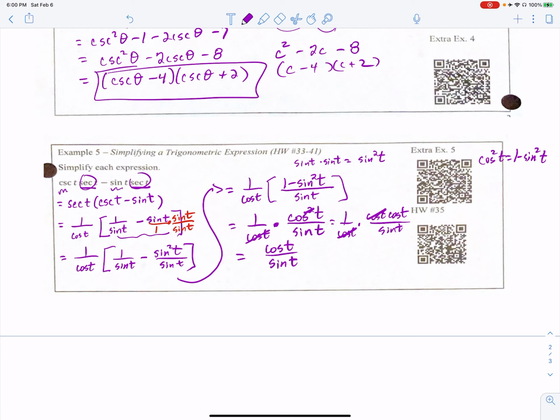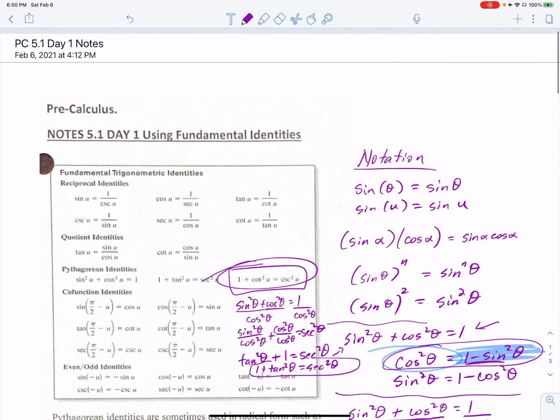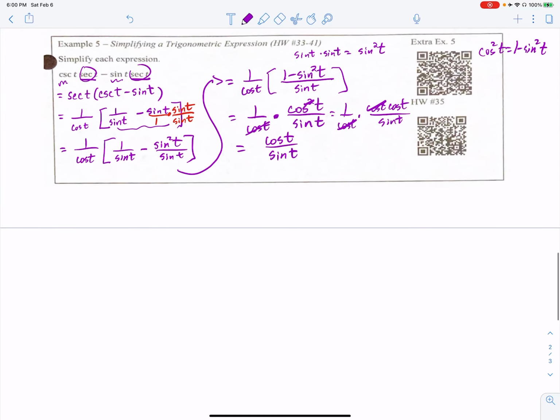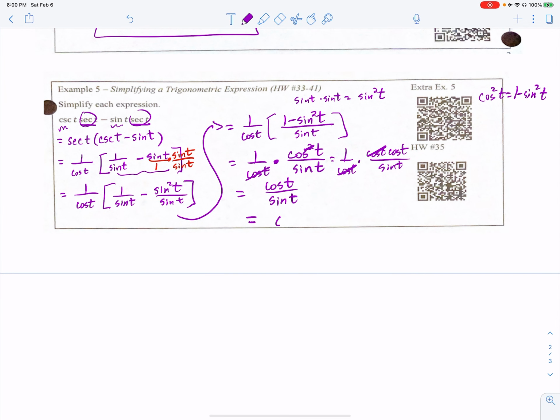But wait a minute, cosine over sine? It seems like there's something in that box that's cosine over sine. Let's go back. And sure enough, cosine over sine is cotangent, so we can write it as that single trig function, cotangent t. And so we're going to go back here, and we're going to say this is cotangent t, and don't forget that argument.